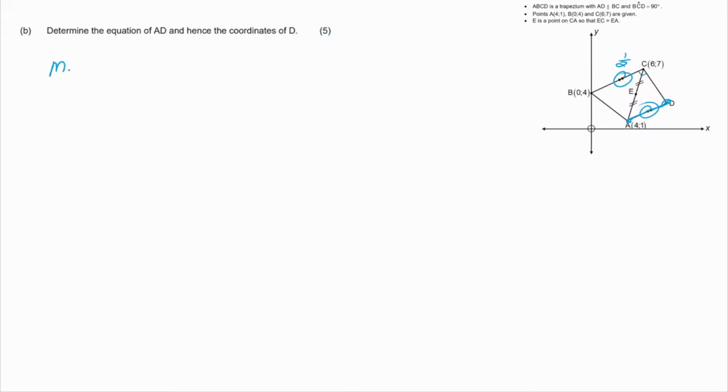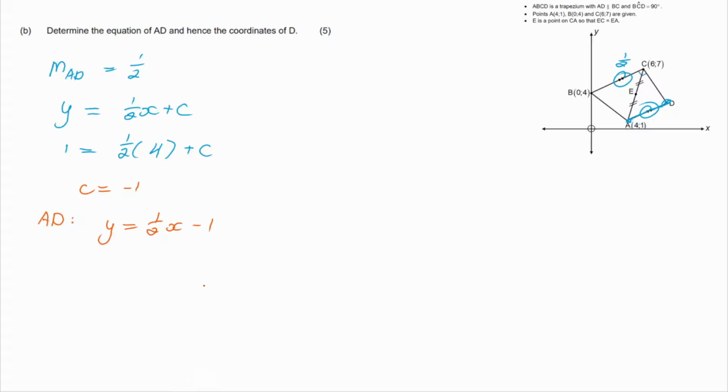So we can say that the gradient of AD is 1 over 2, and we don't even need a reason there. So we can sub a point. We have y is equal to a half x plus c. We substitute a point, we're going to substitute for A. So we get this plus c. And then if we solve for that, c is negative 1. So the equation of AD is y is equal to a half x minus 1.